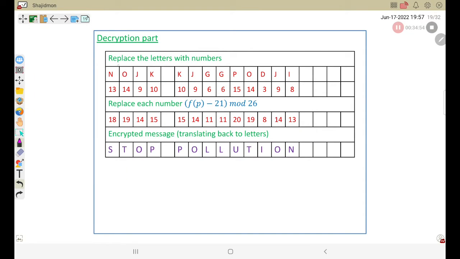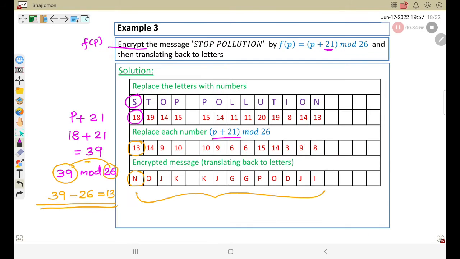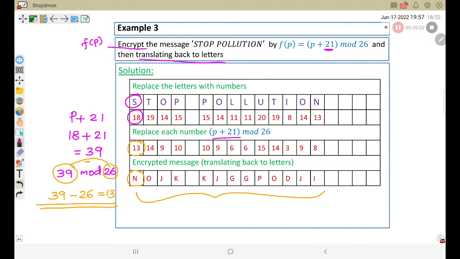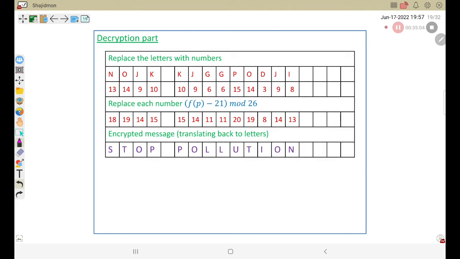You can see the same message. Okay, the same message is returned back, translating back to the letters. I just started from this N O J K, this letter, see N O J K K J, all the letters. You can see later all the numbers. I am just discussing one letter, so that when we are doing questions it will be easier.